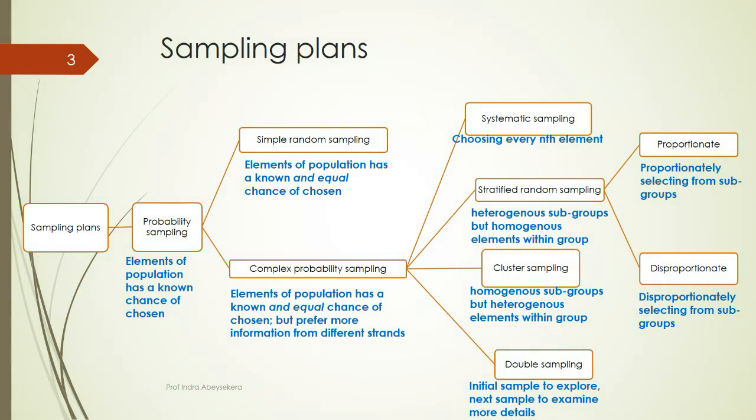The next under complex probability sampling is double sampling, where the researcher initially samples to explore the population. Based on the findings from that sampling, the researcher then develops a new sampling plan to examine the population in more detail. So the new sampling plan could be systematic or simple random or a stratified cluster.